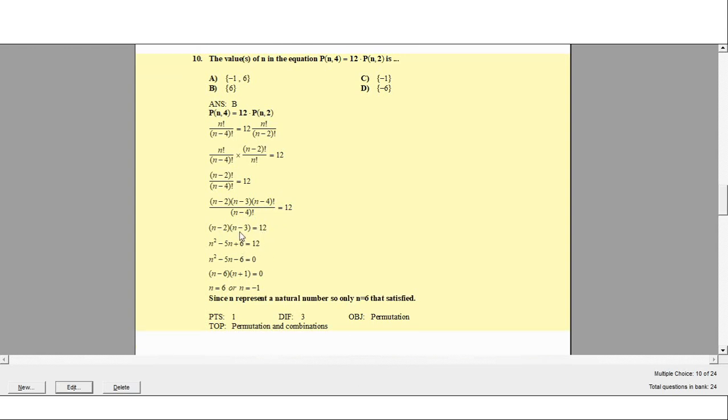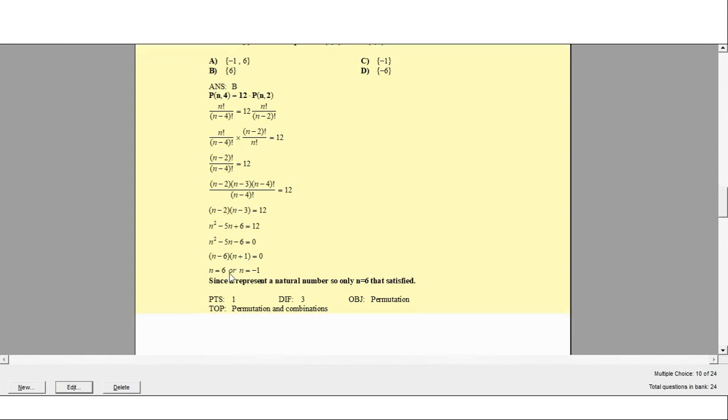Now, this one is a quadratic equation. After you multiply one by one, it will be n squared minus 5n plus 6 equals 12. And then you move 12 to the left, so plus 6 minus 12, so minus 6. So here it will be n squared minus 5n minus 6 equals 0. And then if you factorize, it will be (n minus 6) times (n plus 1) equals 0. So the value of n here will be n equals 6 or n equals minus 1.